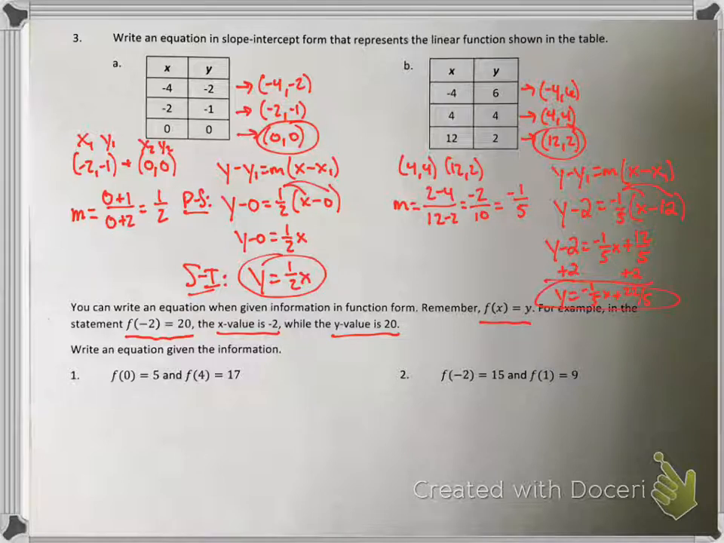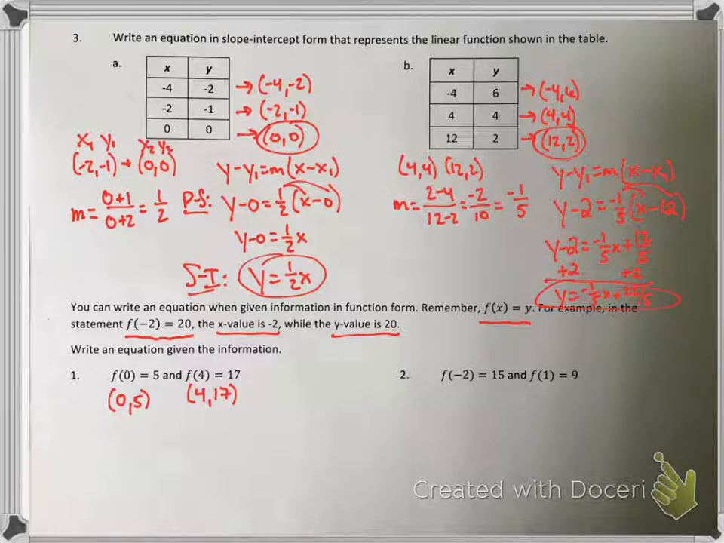The reason why knowing that's important is if I give you things written in function form, they're just written as ordered pairs. They just look really fancy. So if I look at the first example here, I have f of 0 equals 5 and f of 4 equals 17. Well, the number in the parentheses is the x, the number that it's equal to is the y. I can just rewrite these as ordered pairs. F of 0 equals 5 is the same as 0, 5. F of 4 equals 17 is the same thing as 4, 17.